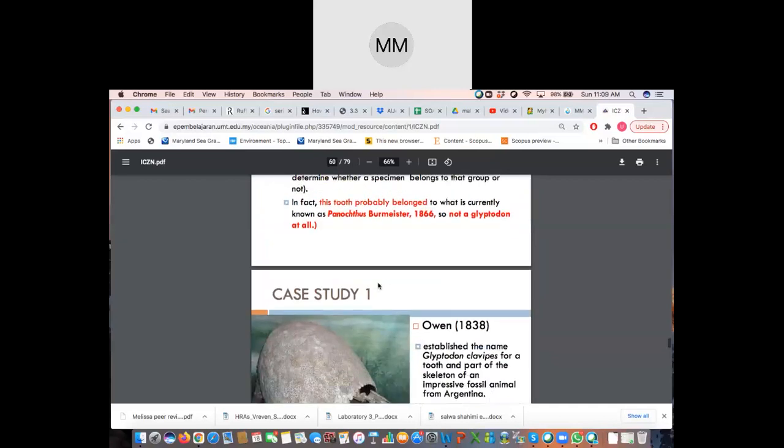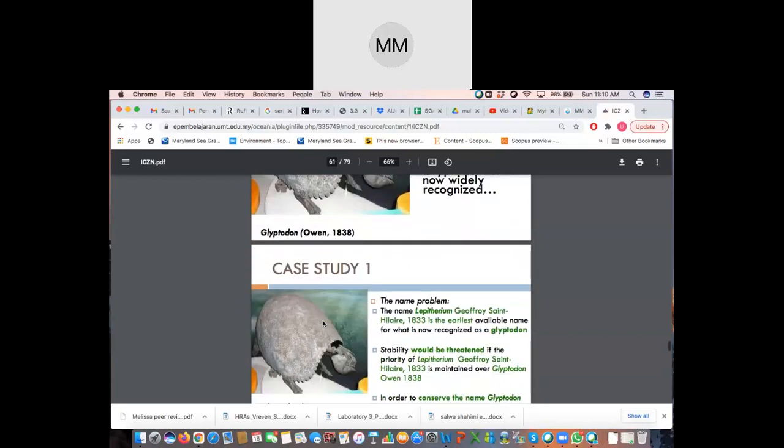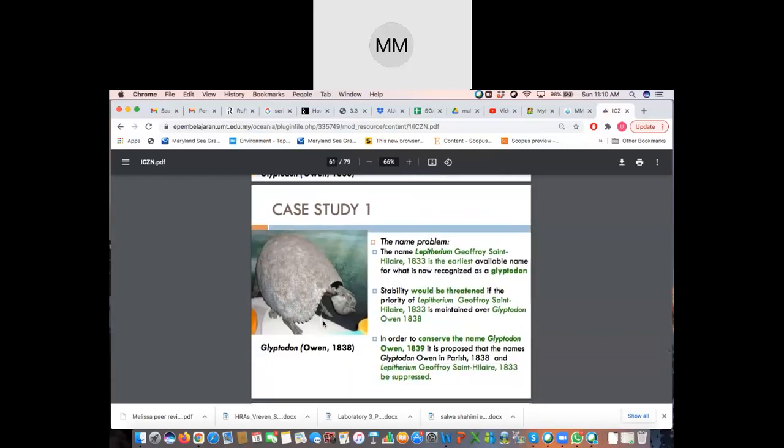So one drama here, and at the same time one drama is going on here because of a tooth. So Owen in 1838 established the name Glyptodon clavipes for a tooth and part of a skeleton of an impressive fossil later found in Argentina. Okay, so now, good. So hooray, this fossil found in Argentina is now getting widely recognized. So now coming to the name problem.